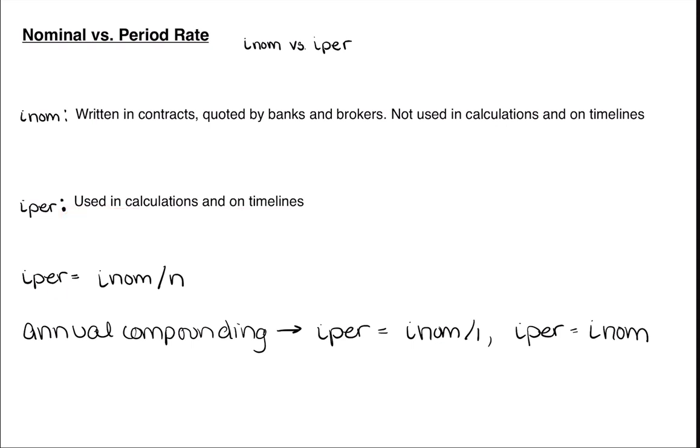To calculate our periodic rate, we take our nominal rate and divide it by the number of compounding periods per year. If we are compounding annually, then our periodic rate is our nominal rate divided by 1. So our periodic rate will be equal to our nominal rate only if we have annual compounding. Otherwise, our periodic rate will be different, because we're dividing it by the number of compounding periods.